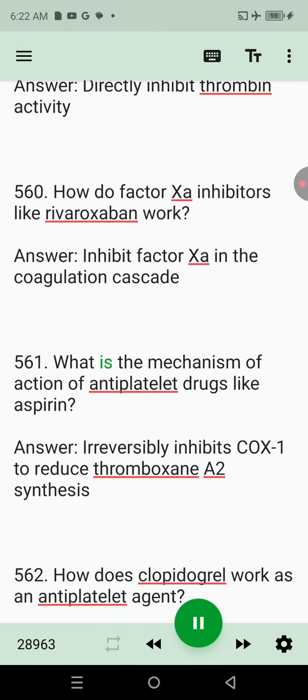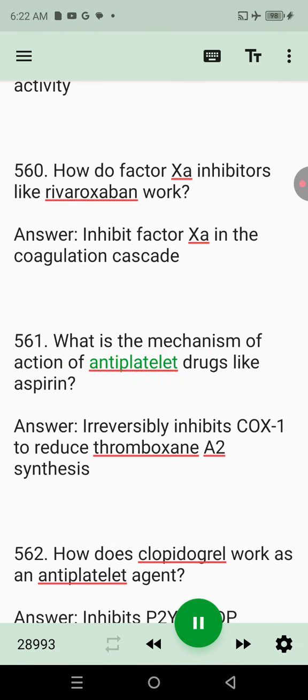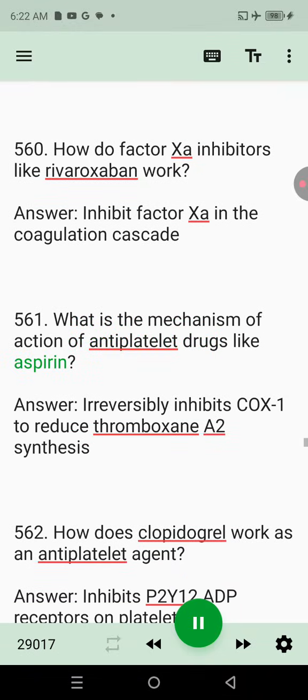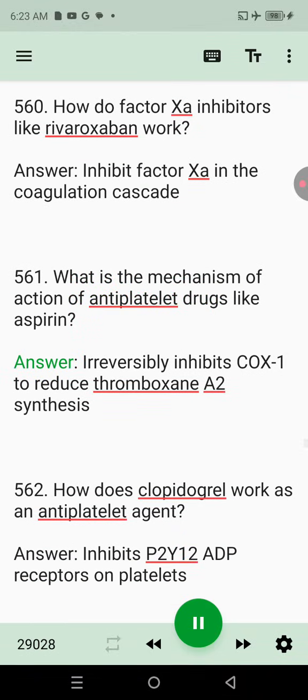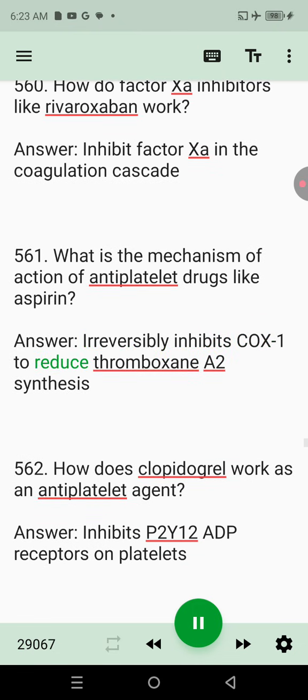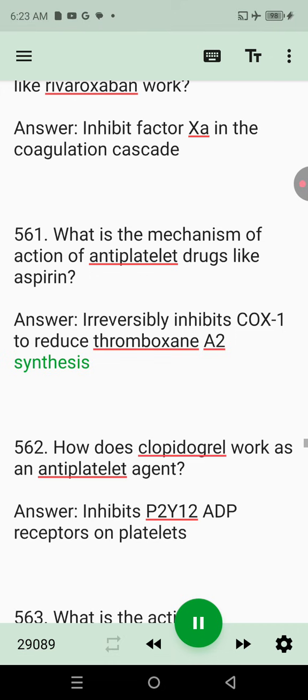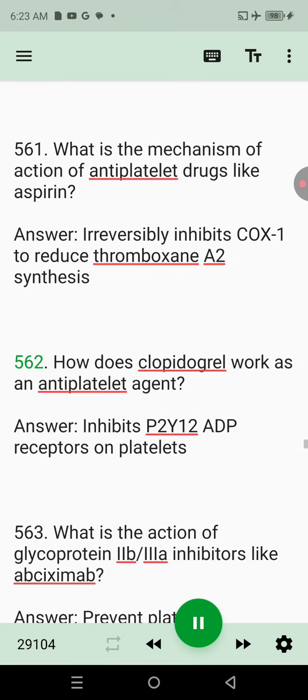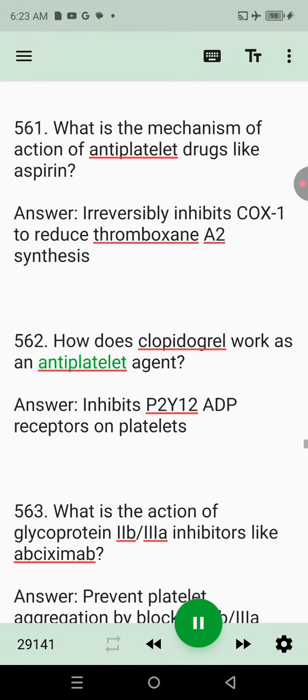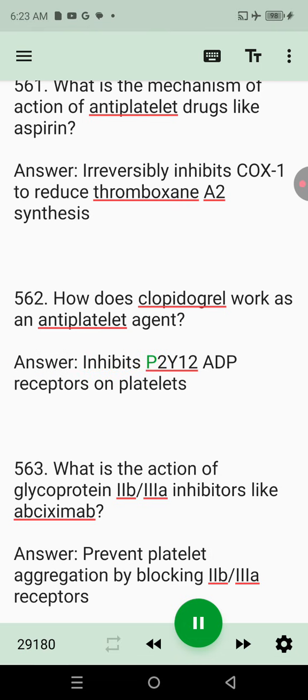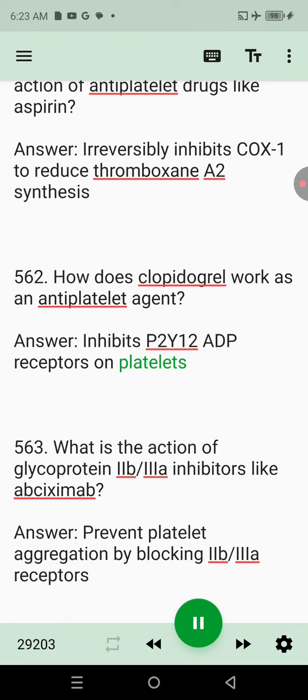561. What is the mechanism of action of antiplatelet drugs like aspirin? Answer. Irreversibly inhibits COX-1 to reduce thromboxane A2 synthesis. 562. How does clopidogrel work as an antiplatelet agent? Answer. Inhibits P2Y12 ADP receptors on platelets.